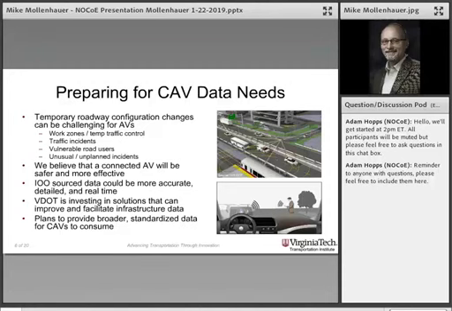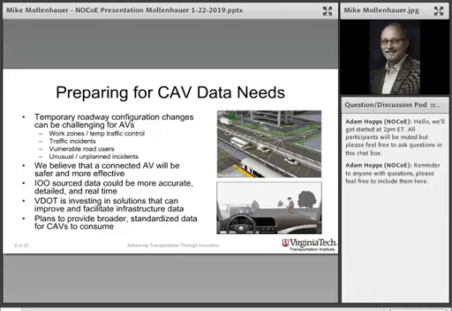Okay, so again, the purpose that VDOT has us looking into many of these temporary road configuration changes is because they're a bit of a challenge for connected and automated vehicles, and we're trying to prepare the roadway environment for them to use in the future.